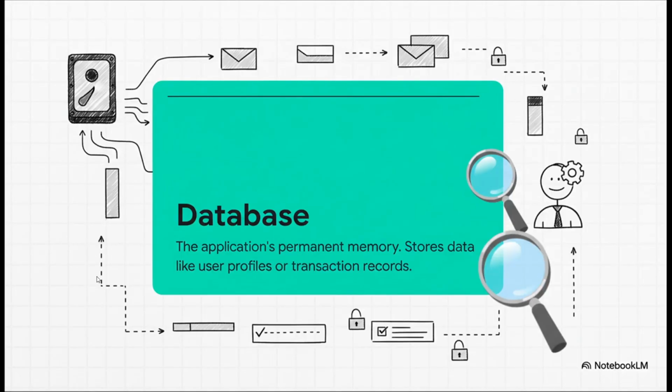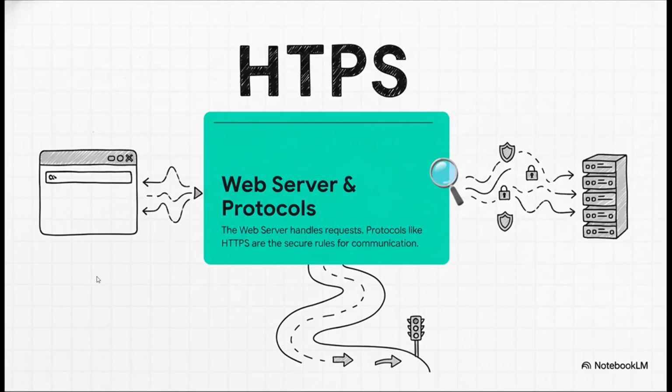But wait, where does all your data actually live? Like your profile, your emails, your shopping cart. That's where the database comes in. Think of it as the application's permanent memory. It's a super organized library where all the important stuff is stored safely and can be grabbed the instant it's needed.